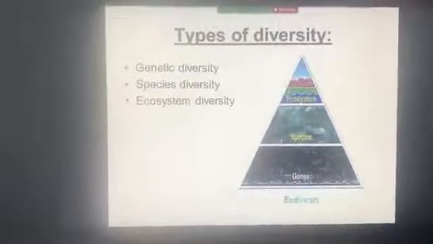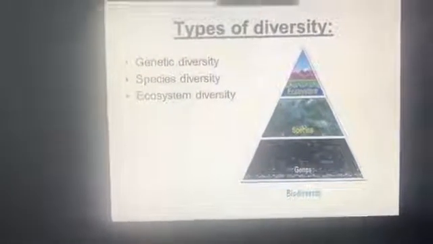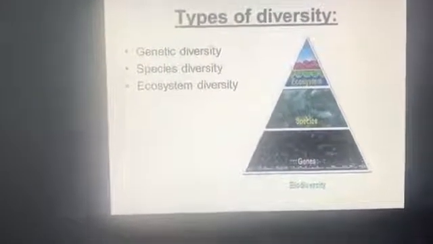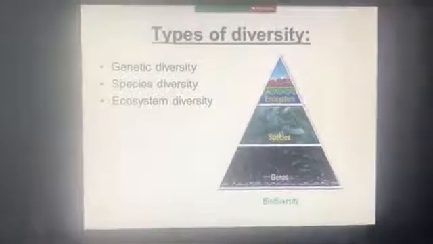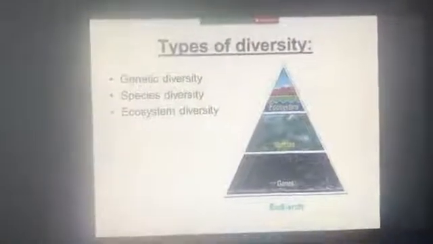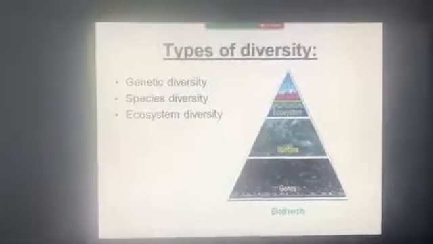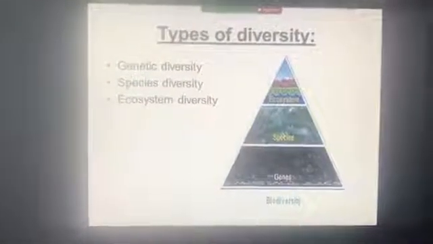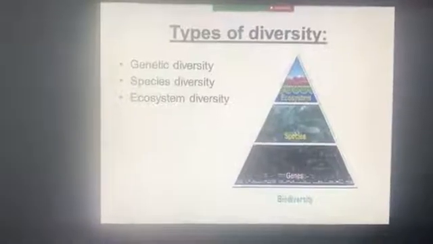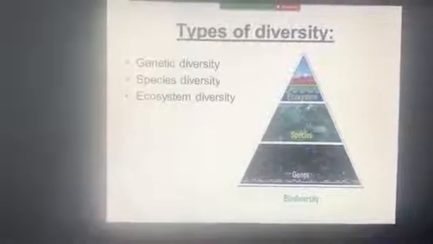And please write this question in your book. What are the three types of biodiversity? The first type is genetic diversity, the second type species diversity, and the third one ecosystem diversity.